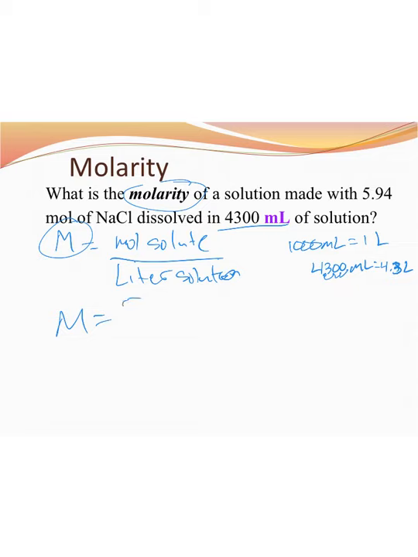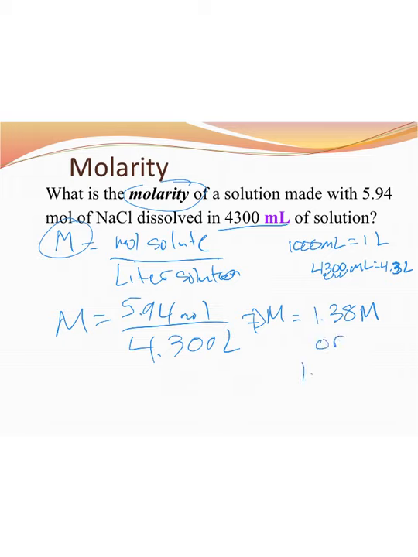So the mole is 5.94 mole divided by 4.300 liter. And capital M, which is molarity, is equal to 1.38. Capital M, which stands for mole over liter. So please know that capital M stands for mole over liter, as we will see in a little bit. So you can write it as 1.38 capital M, or we can write it as 1.38 mole over liter.